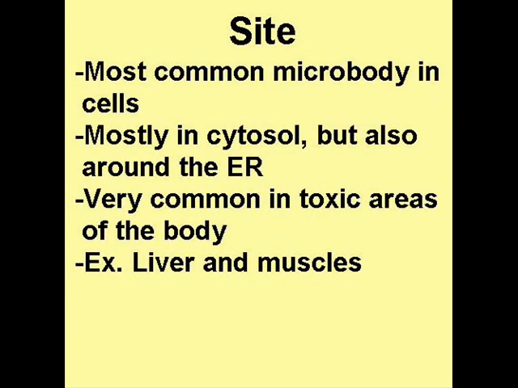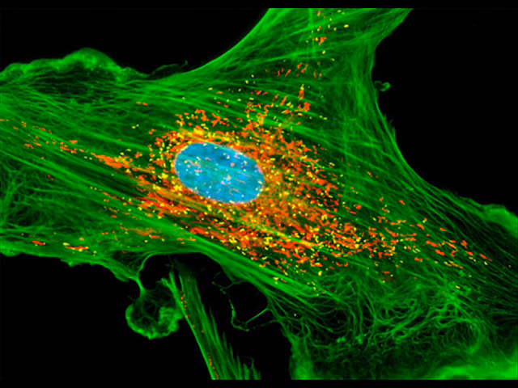Peroxisomes are spaced throughout the cytosol and mostly around the ER. They are very common in toxic areas of the body, such as the liver and muscles, as shown in the next image. In this image, you can see the many peroxisomes stained in red and yellow.